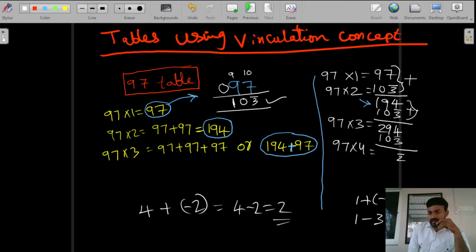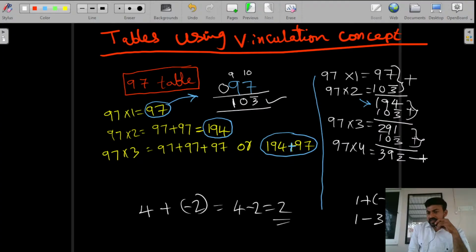Actually this is 1 plus minus 3, this is also addition. So 1 plus minus 3 becomes 1 minus 3, which means minus 2. We call it bar 2. Then 9 plus 0 again 9, and 2 plus 1 is 3.